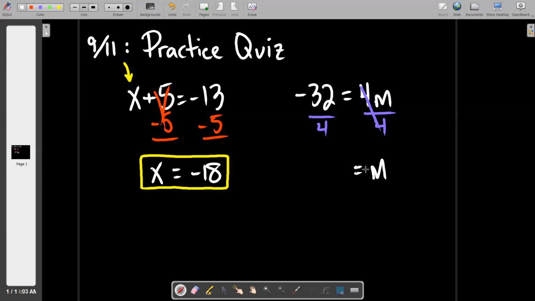And now you do have to always do basic skills every day. What's negative 32 divided by 4? Negative 8. Perfect. And as always, plug it back in when you feel really good, like, yep, then you hit full send. Any questions so far on the first 2? Okay.